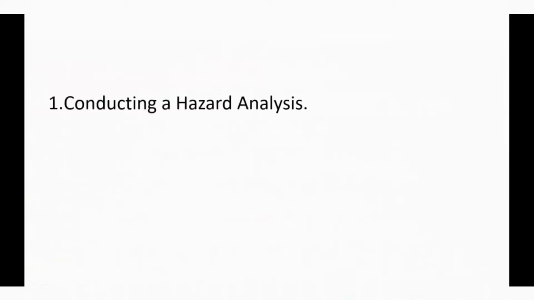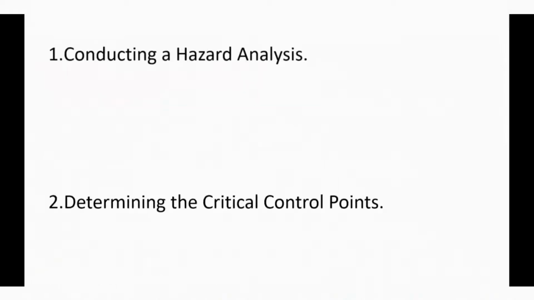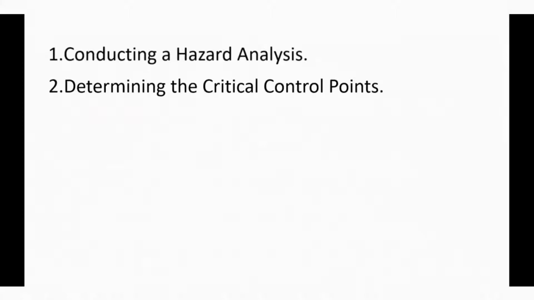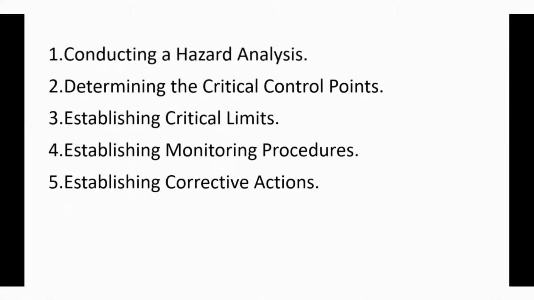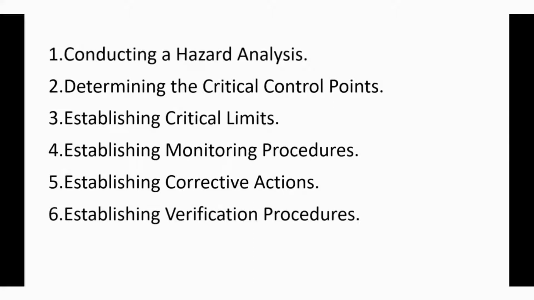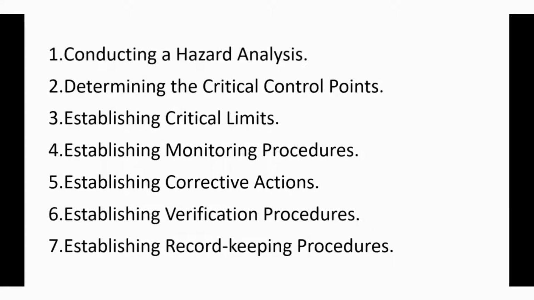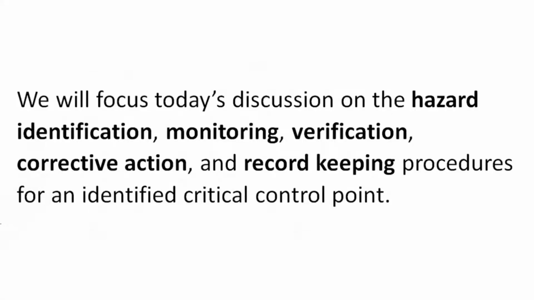There are 7 principles of HACCP. 1. Conducting a hazard analysis. 2. Determining the critical control points. 3. Establishing critical limits. 4. Establishing monitoring procedures. 5. Establishing corrective actions. 6. Establishing verification procedures. 7. Establishing record-keeping procedures. We will focus today's discussion on the hazard identification, monitoring, verification, corrective action, and record-keeping procedures for an identified critical control point.